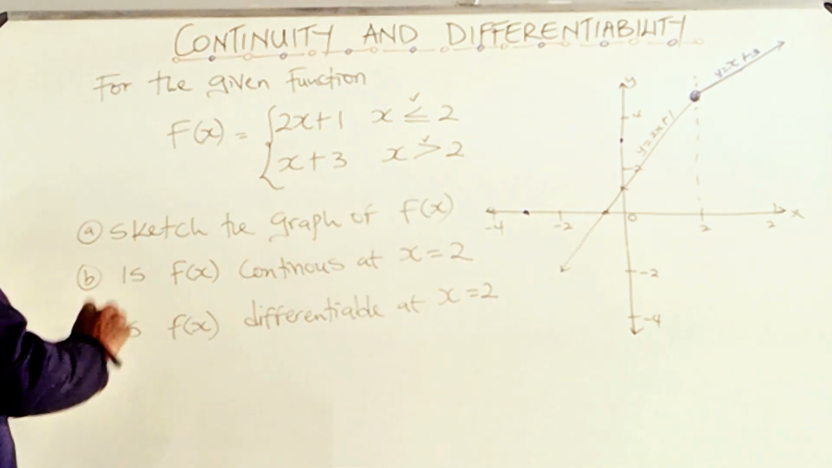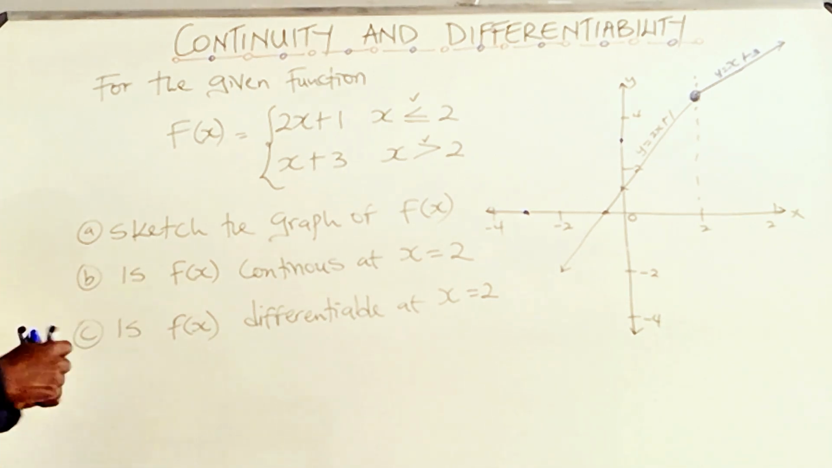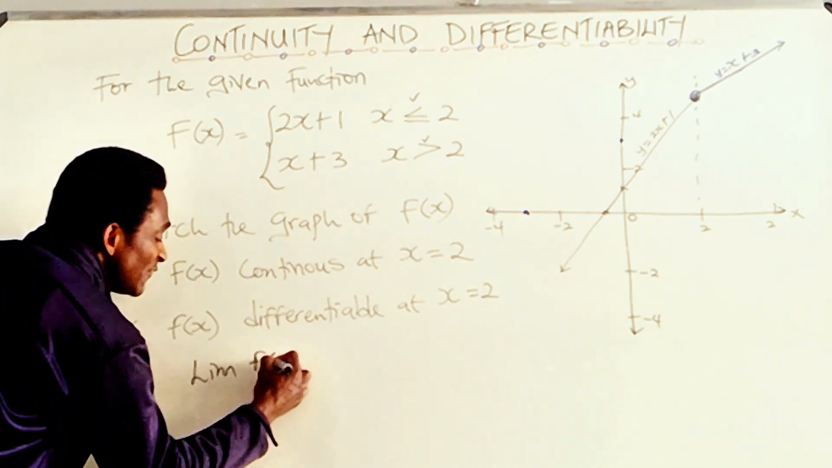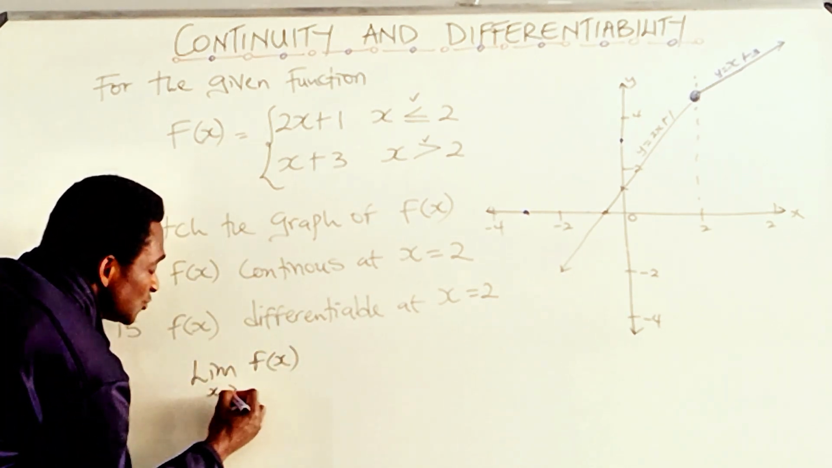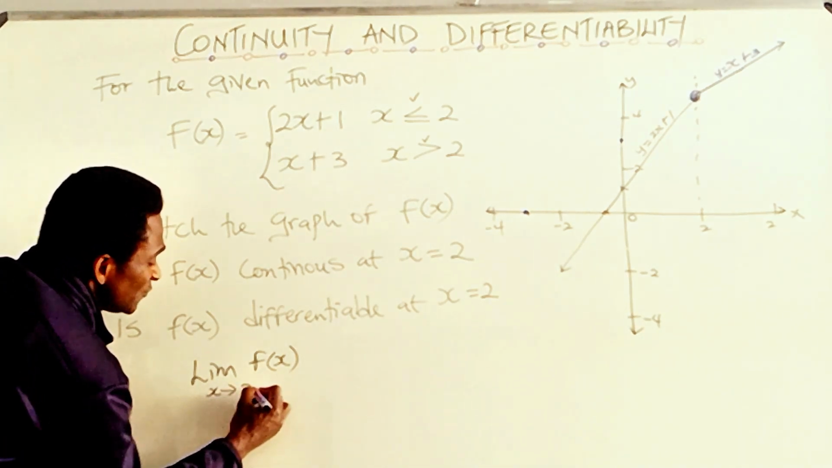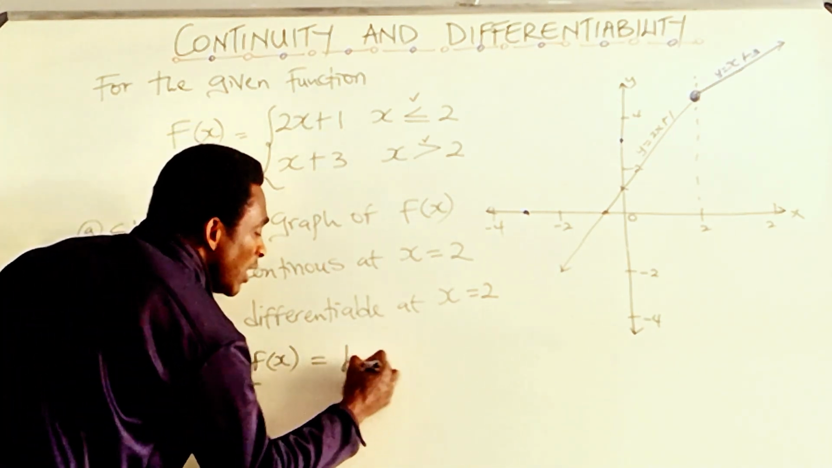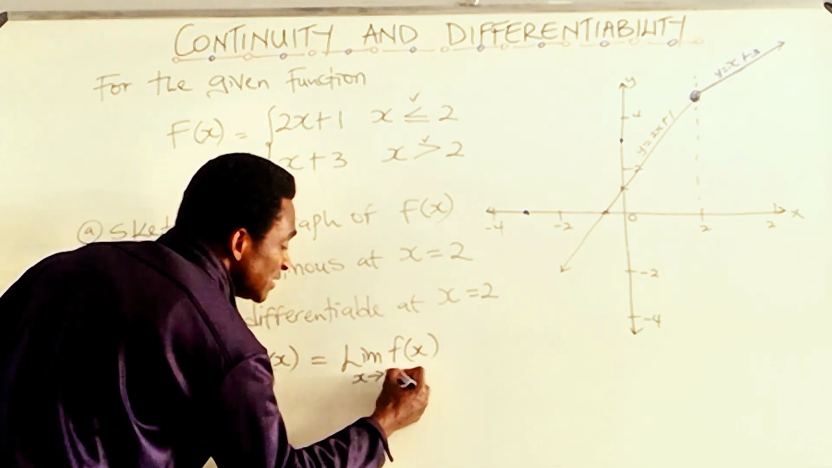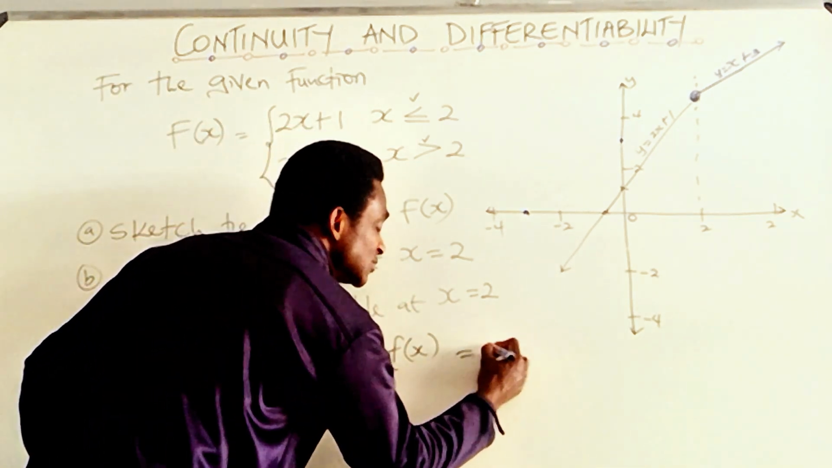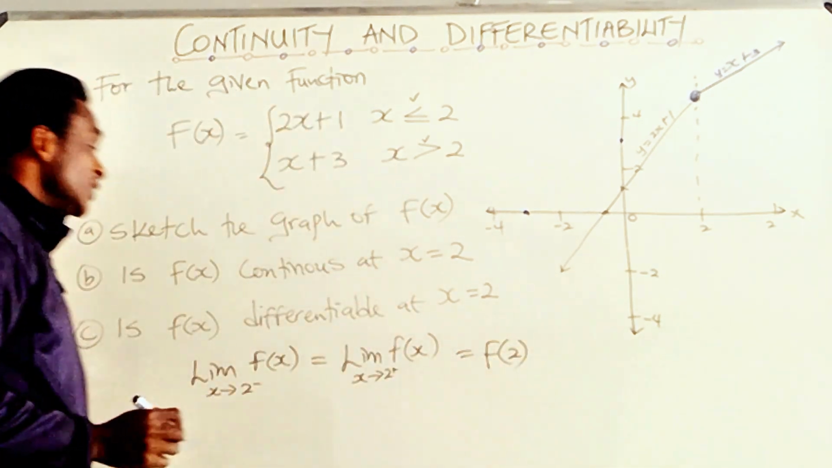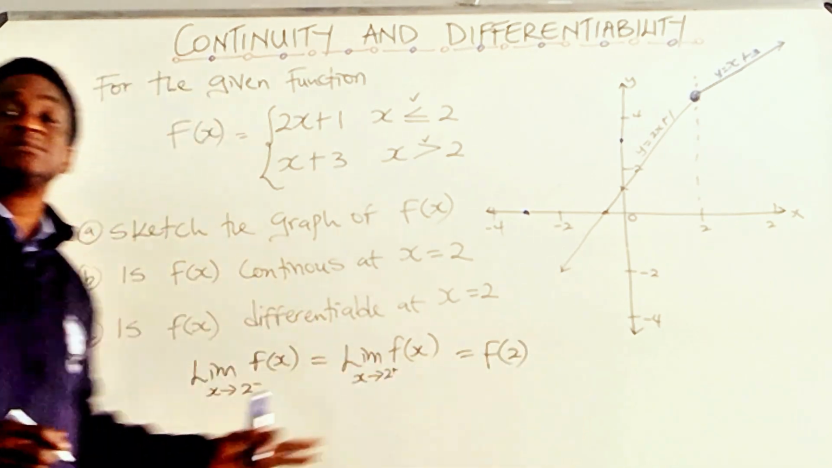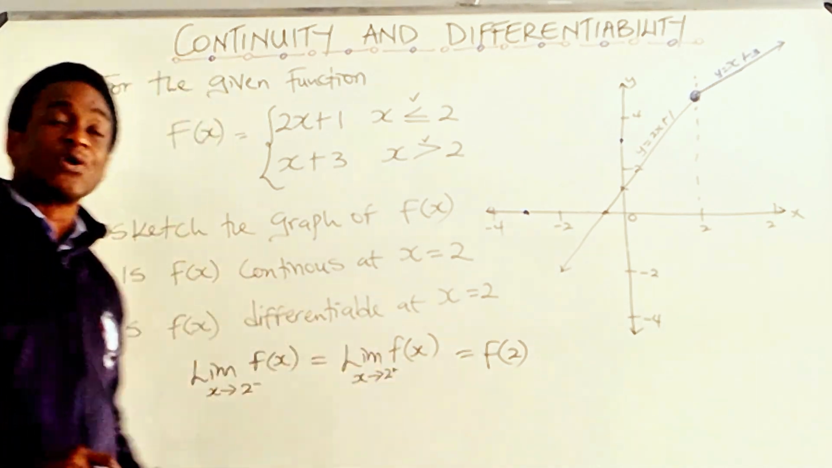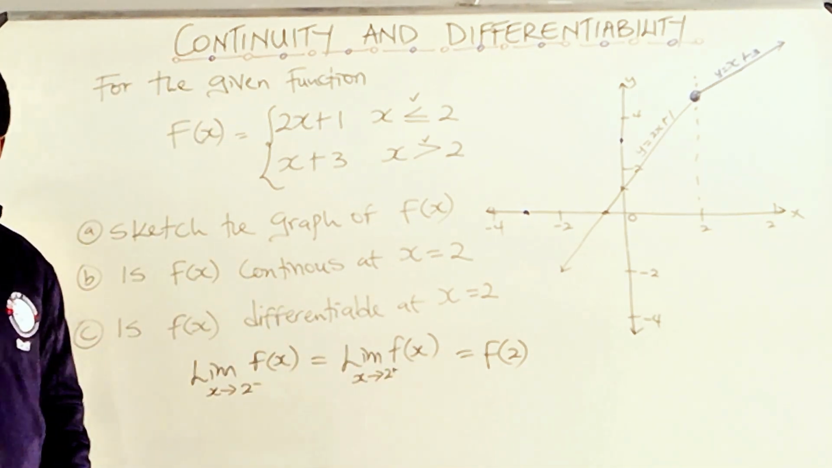Now let's look at this. For us to check for continuity, we have to take the limit of that function. The limit of f of x as x tends to 2 from the negative side is equal to the limit of that function as x tends to 2 from the positive side, and it equals the function value at 2. Unless this condition is met, they are not continuous. All of them must return the same value for us to say that this function is continuous.